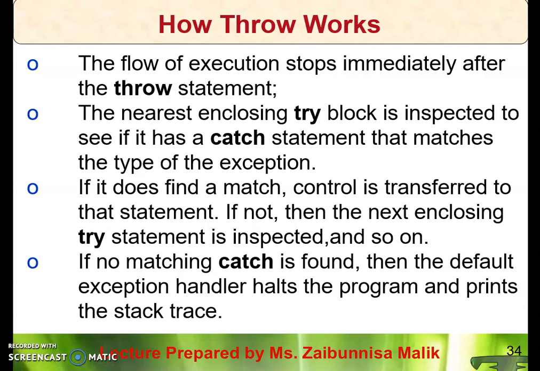The nearest enclosing try block is inspected. So it will search for the nearest try block. If the try block has a catch statement that matches the type of exception, it will execute. Otherwise, if it finds a match, control is transferred to that statement. If not, then the next enclosing try statement is inspected, and if no matching catch is found, then the default exception handler halts the program.